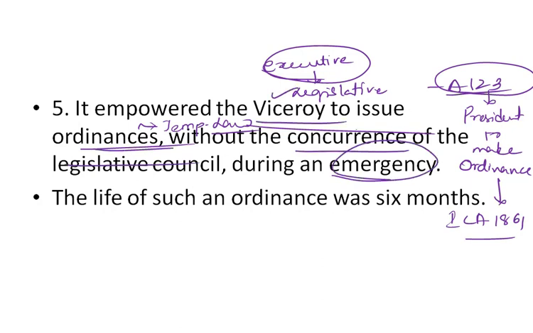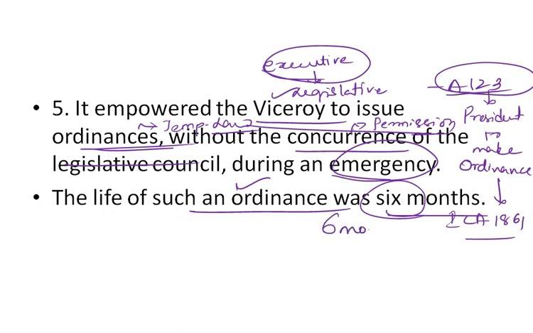Without the concurrence, that is, the permission, of the legislative council. And the life of such an ordinance was 6 months. So the ordinance will continue as a law only for 6 months. This is about the Indian Councils Act of 1861.